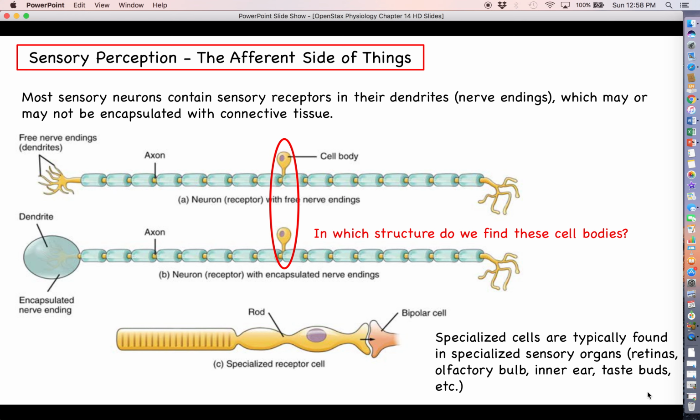So, like I said, these specialized sensory cells are typically going to be found in very specialized sensory organs, like the retinas, the inner ear, the cochlea of the ear, the taste buds, the olfactory bulbs, etc. So you're typically only going to see your more typical sensory neurons when you're talking about your more general senses like touch and temperature and things of that nature.